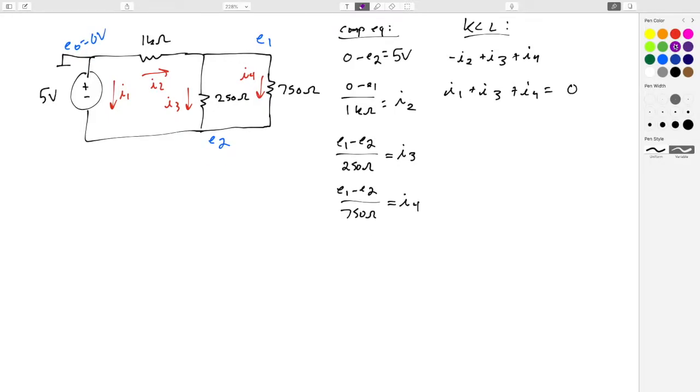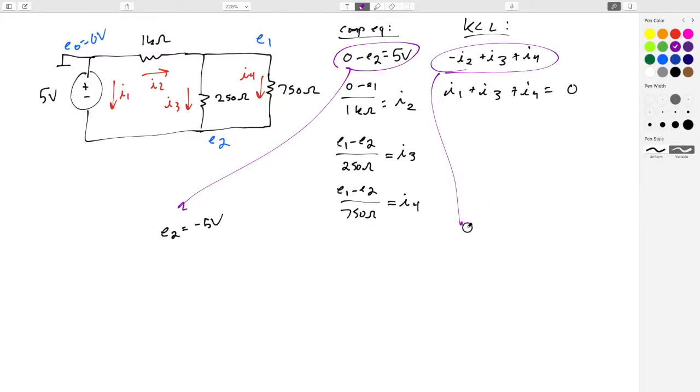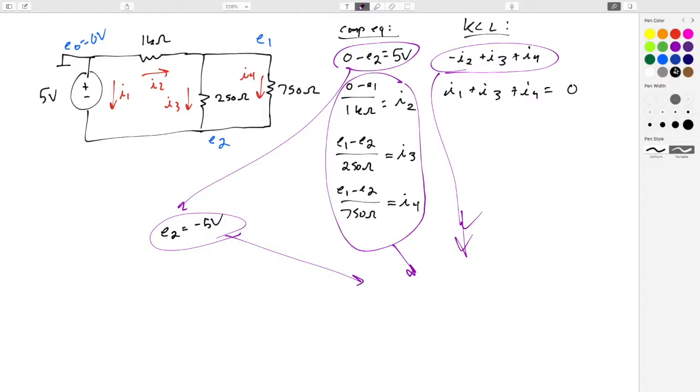Okay, so what could we do here? I think the first easy thing to do would be to take this equation and solve directly for E2. E2 equals negative 5 volts. That makes sense to me. Then we could use that E2 to substitute into each of the currents right here, to get all of the relevant currents in terms of just E1, the only unknown. Then we could drop that into this first KCL equation, and we'll be able to solve out for just E1. So let's substitute in and see what we get.